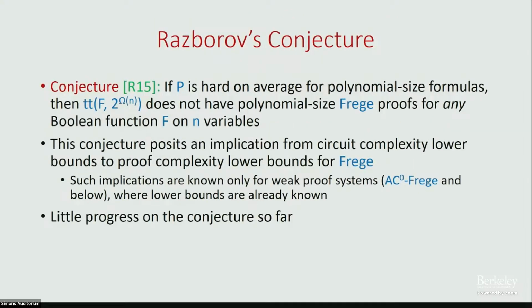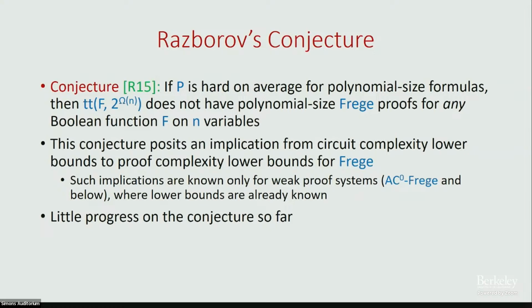And there's this conjecture of Razborov, which says that if there's a function in polynomial time that's hard on average for formulas, then these truth table formulas expressing circuit lower bound tautologies don't have short proofs. So essentially, this means that Frege can't prove any strong circuit lower bounds. If this complexity assumption holds, then Frege, which is a proof system in which we can formalize much of the reasoning we do, can't prove any circuit lower bounds at all for any Boolean function F. And that will be a very, very strong consequence.